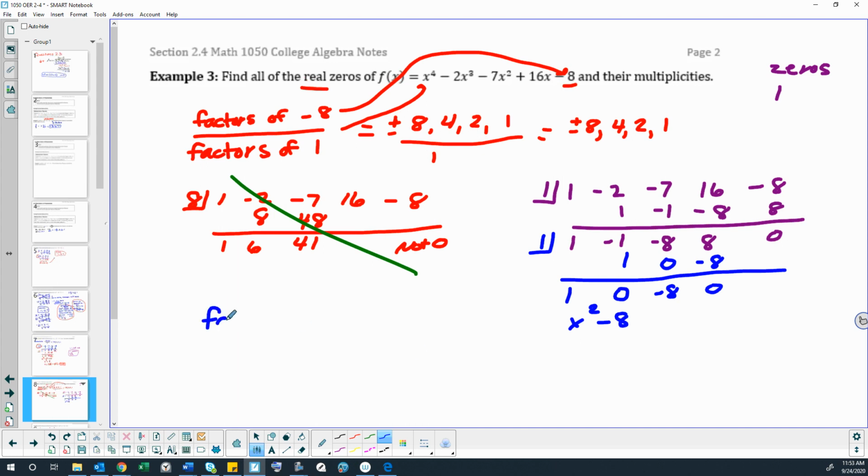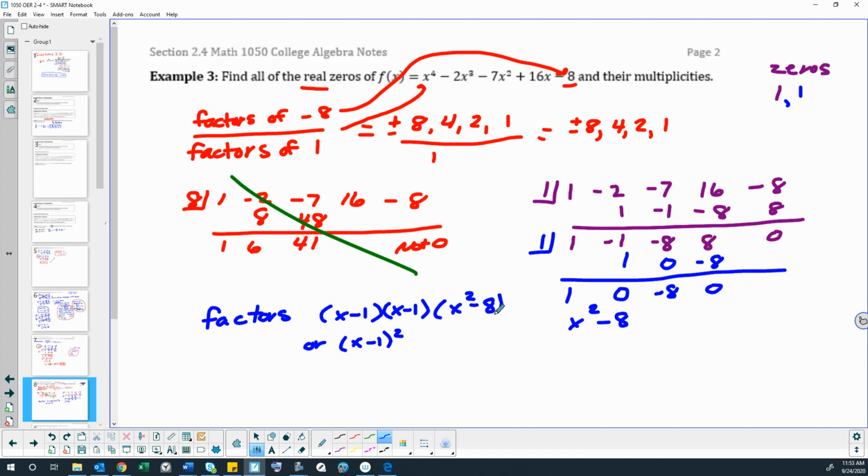Since we found out that 1 divides in twice, we have 2 zeros of 1, or in other words, we could say we have 1 with a multiplicity of 2. That means we have the factors x minus 1 squared, if you want to write it that way, times x minus 1, or x minus 1 squared, right? And then we also have x squared minus 8.